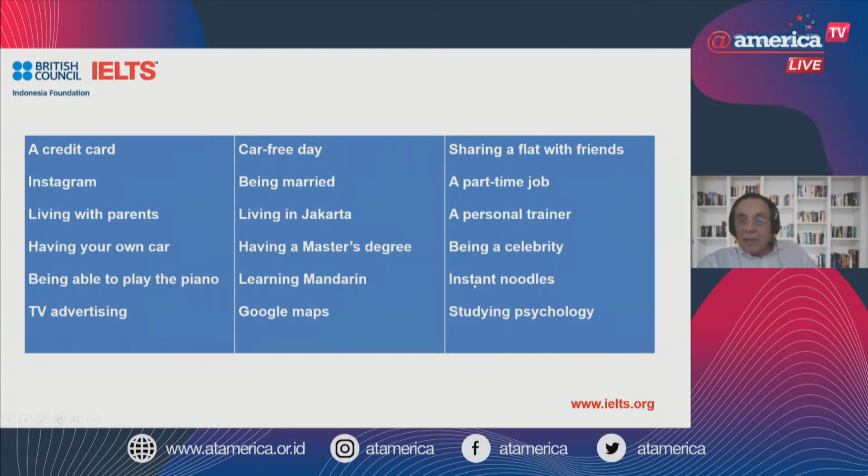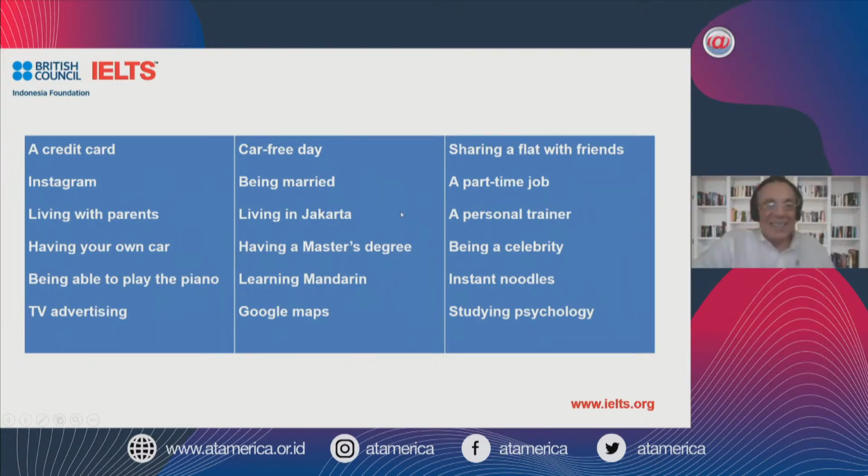Any celebrities out there? Is it good being a celebrity? I'm sure some people are going to say no. Being a celebrity makes it more difficult or whatever. Living with parents. How about that one? Living with parents is fantastic because it enables me to have access to a car and a refrigerator.